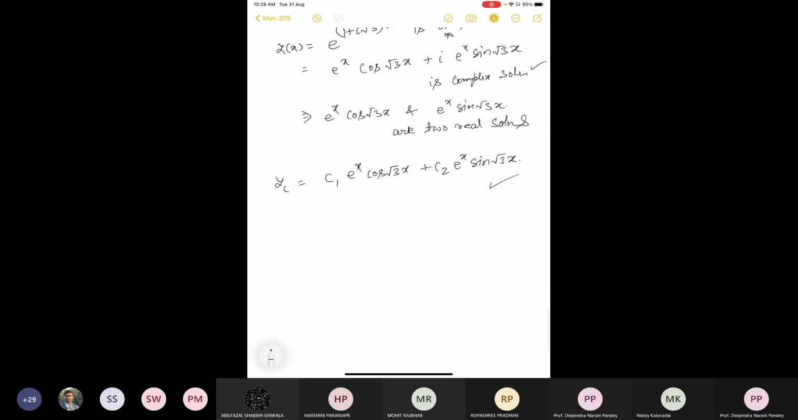Is it okay? I'm just giving you one more example, and you do it. All of you, please do it. You write 2y double dash plus 2y dash plus 3y equal to 0, and then find the general solution here. Yeah, please do it. It may be complex, but anyway.